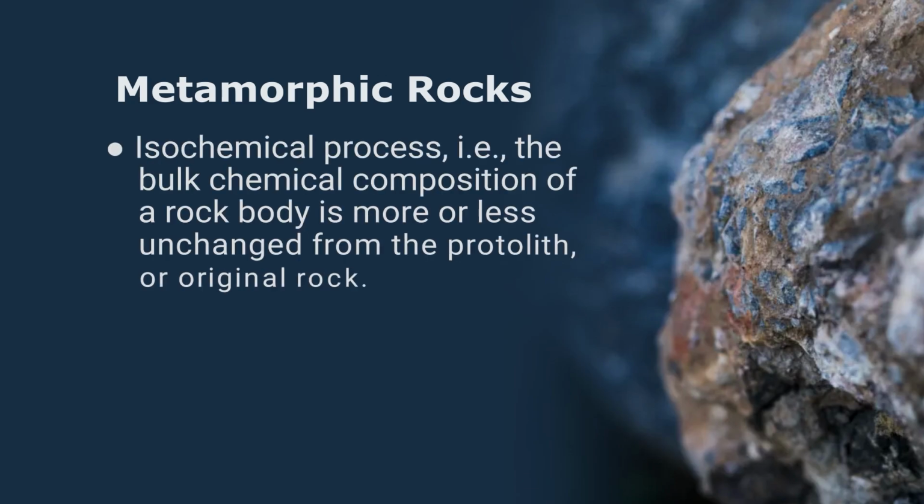Let us now see what this is. Now it is an isochemical process. That means the bulk composition of a rock body is more or less unchanged from the protolith or original rock. That means if you take a metamorphic rock and its parent rock from which it formed, the bulk composition will be the same, but the texture will be different. That is how we identify the metamorphic rock.